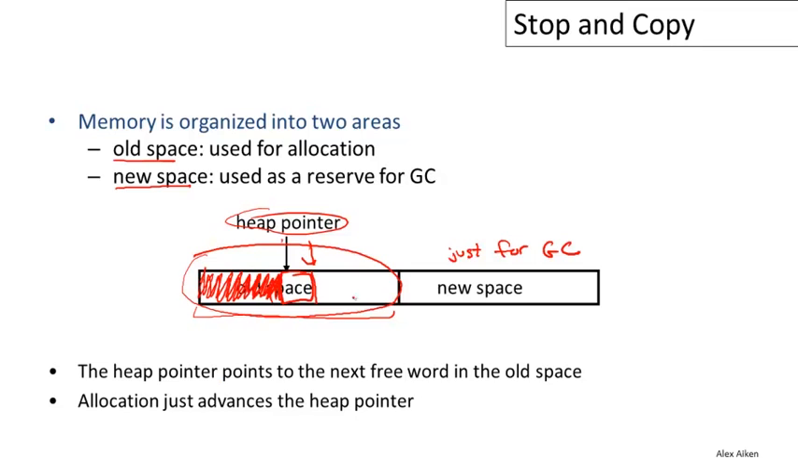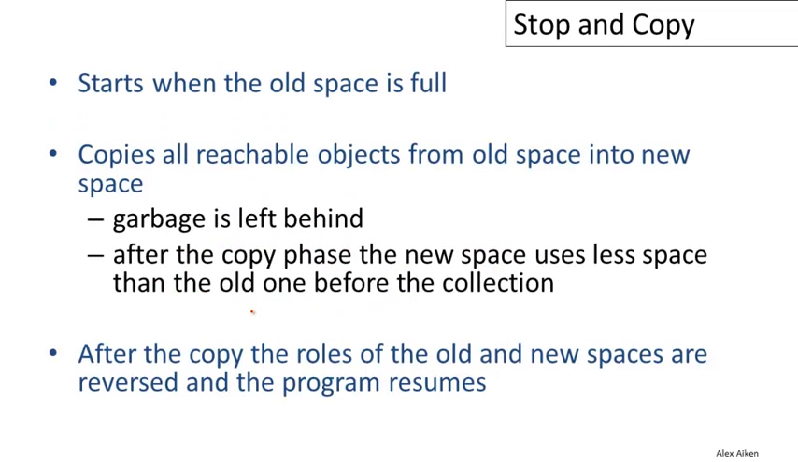Okay, so allocation just advances the heap pointer, so one of the advantages of stop and copy is a very simple and fast allocation strategy. Now, eventually, of course, if we allocate over and over again, we're going to fill up the old space, and so a garbage collection will start. GC will start when the old space is full.